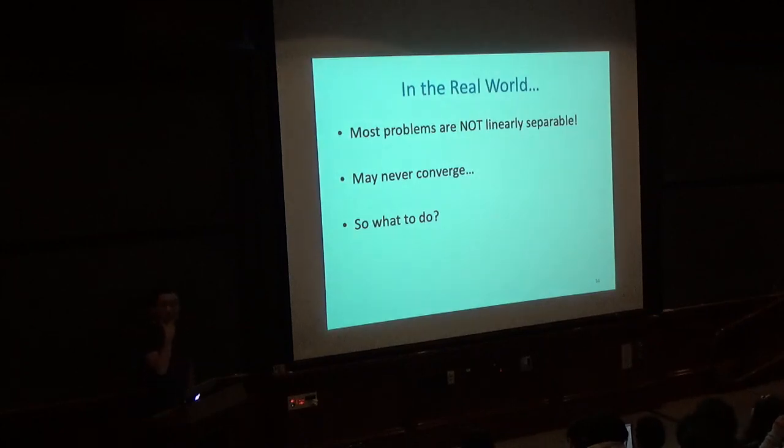Of course, in the real world, many problems are not linearly separable. And so the perceptron algorithm, in that case, may never converge. It might loop around forever, because there will always be at least one example where it's making a mistake. That's the consequence of a data set not being linearly separable. So it'll never stop making updates. So what do?